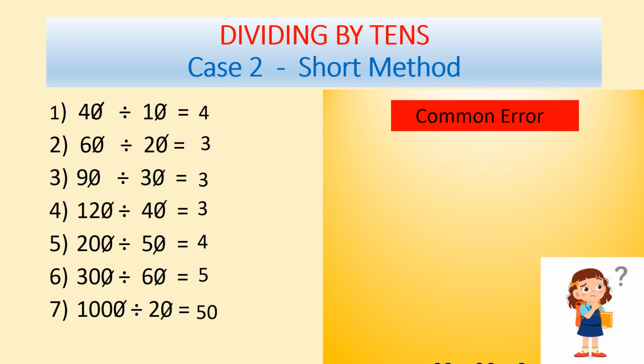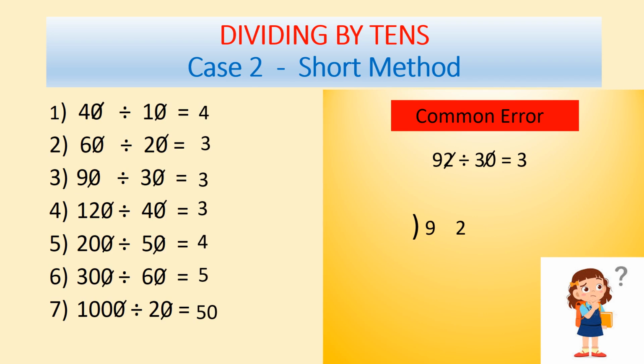So common error. What is the error children usually make here? Say 30 has 0 but 92 doesn't have 0 in the end. But usually children will cut like this. And they will write 9 divided by 3 as 3. Is it correct? No. So you should not cut like that. If there are zeros in both the numbers, then only you can cancel 1 zero from both the numbers. Otherwise you cannot do this.